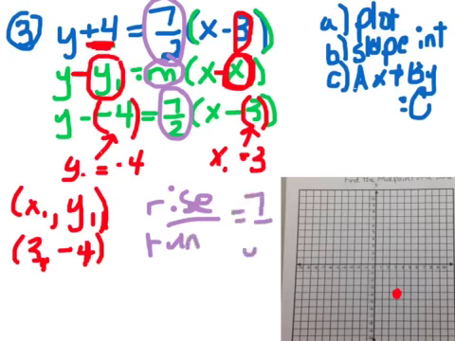So it's 7/2. So we're going to rise 7. 1, 2, 3, 4, 5, 6, 7. And then I'm going to run over 2, so run to the right 2. So I'm going to put a red dot where I ended up. Remember, those purple dots are just me counting. They are not points on the graph.